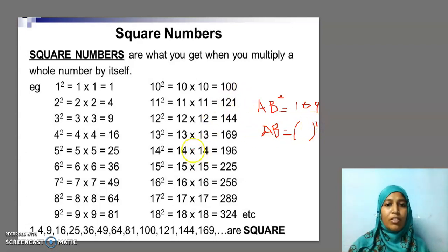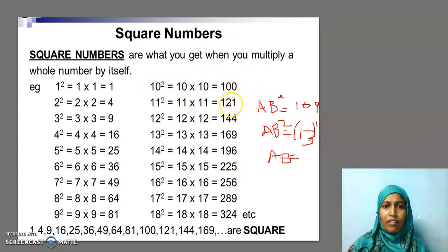Here from this table, which one is 169? Yes, it is 13 squared. AB squared is equal to 13 squared. From this I can conclude AB is equal to 13. So you should write the square numbers, which are called square numbers here.